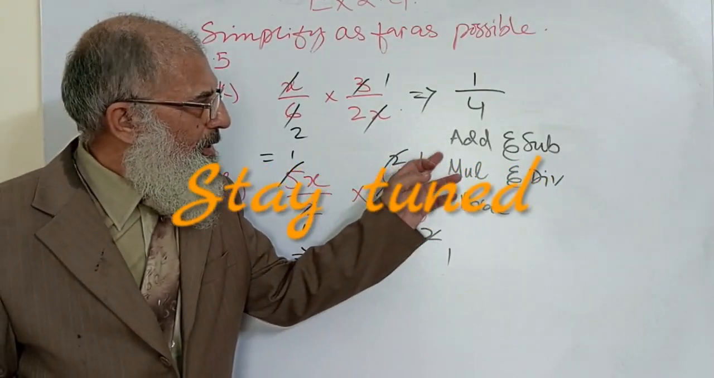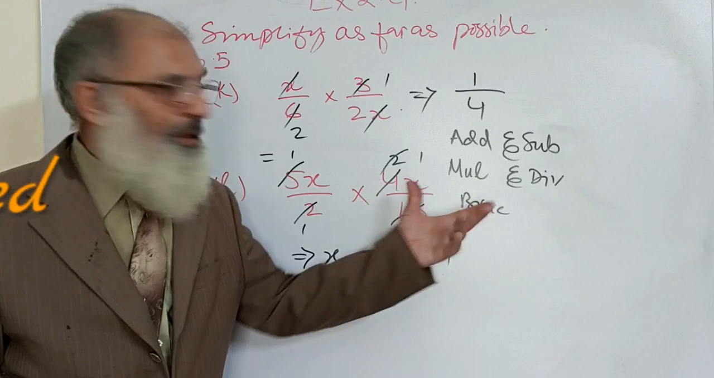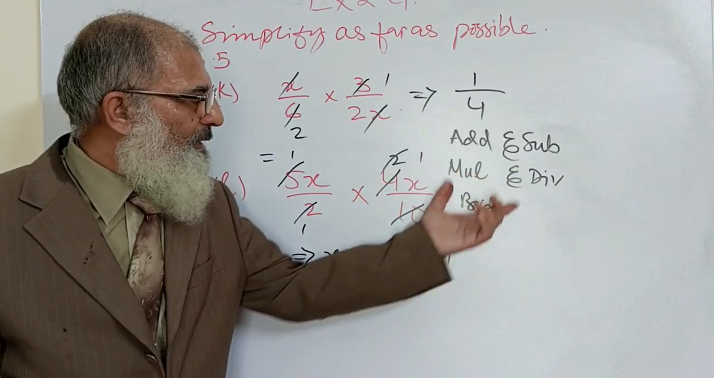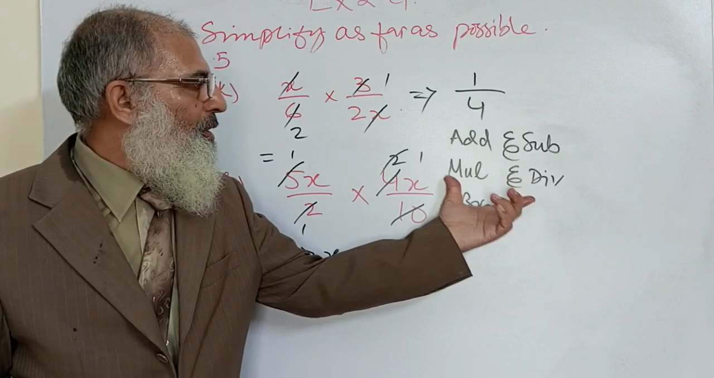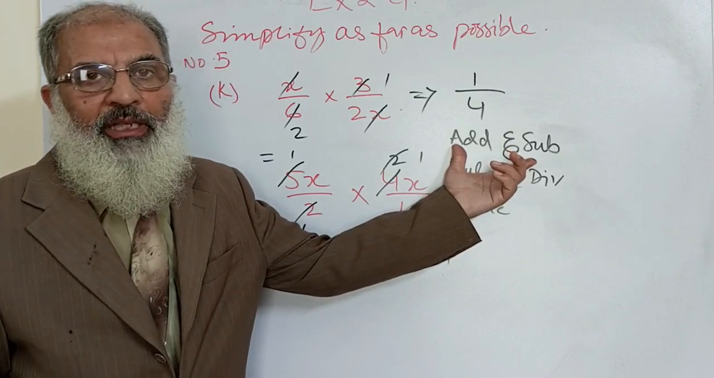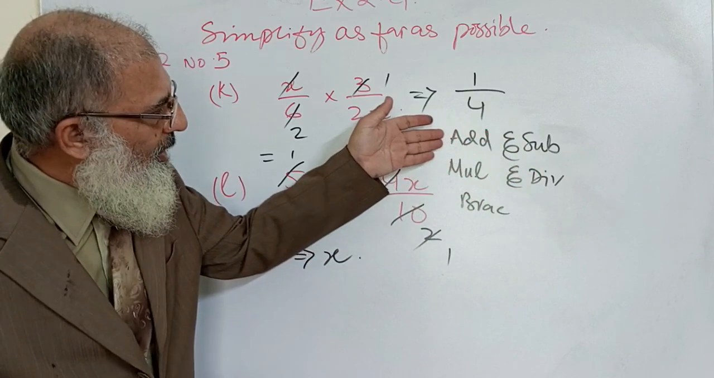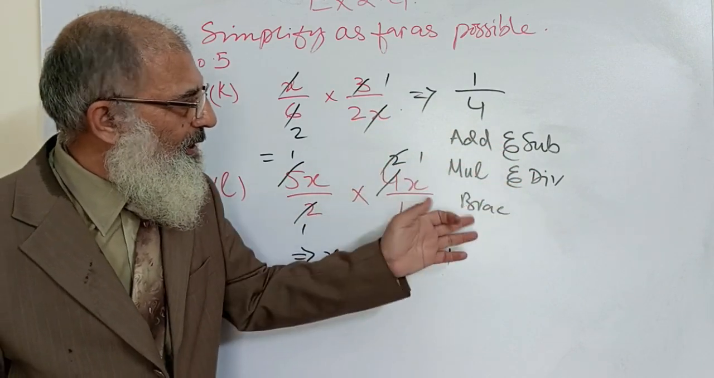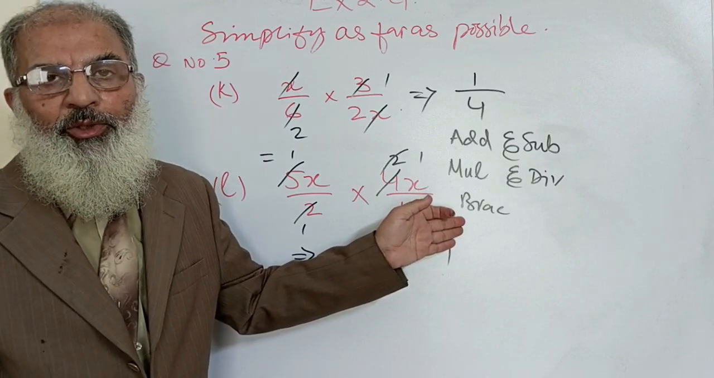Now we will learn whatever is in the bracket. It will be either multiplication or division, or addition or subtraction. We have already practiced addition and subtraction, multiplication and division, and now we will be proceeding to the brackets to solve them.